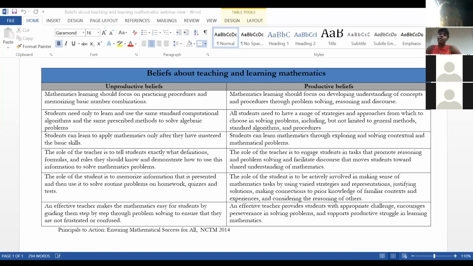Likewise, on the productive belief side, I like the belief that the role of the student is to be actively involved in making sense of mathematics tasks by using varied strategies and representations, justifying solutions, making connections, prior knowledge. All of that excites me. I'm like, yes, that's what adults should do because adults have prior knowledge. They have intuitive knowledge. I want them to justify. I want them to reason. That is a productive belief about teaching and learning mathematics.